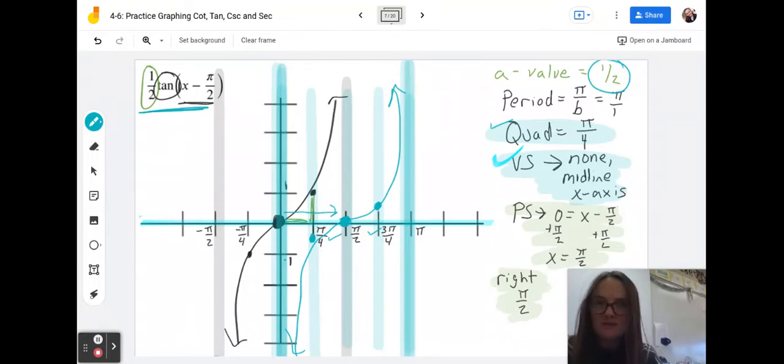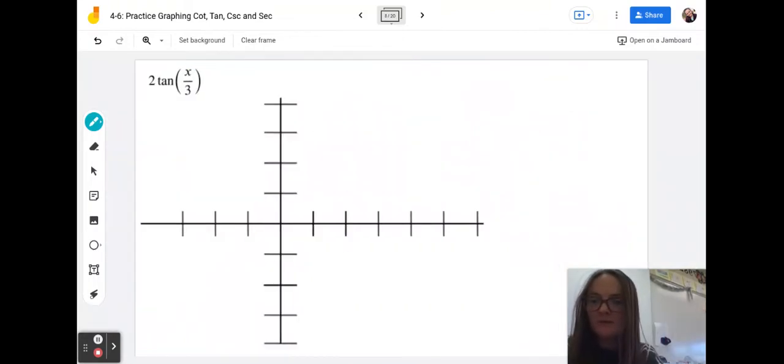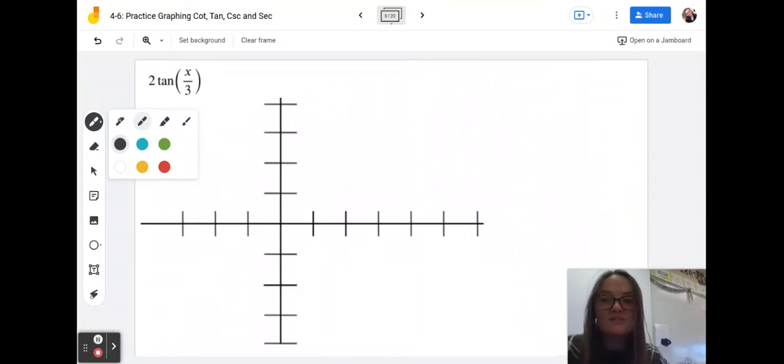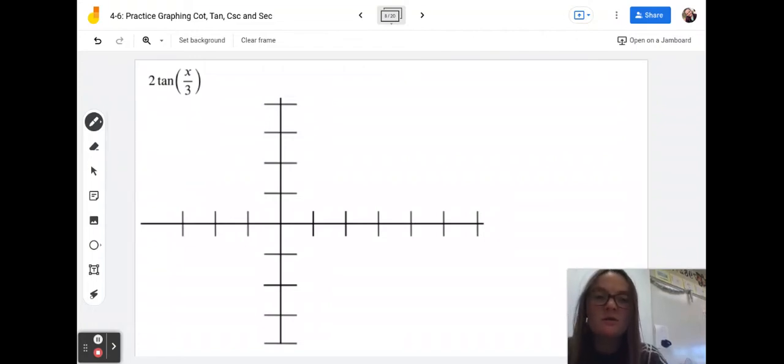Okay, let's do one more practice problem. All right, so we have 2 tangent of x over 3. Let's go through. First thing that I want you to do, we're actually not going to sketch tangent right off the gate here because it's going to mess with our scaling. So we're just going to try to answer this without sketching tangent first. First thing I want to figure out is the a value. My a value is always going to be the number out front of tangent, which is 2.